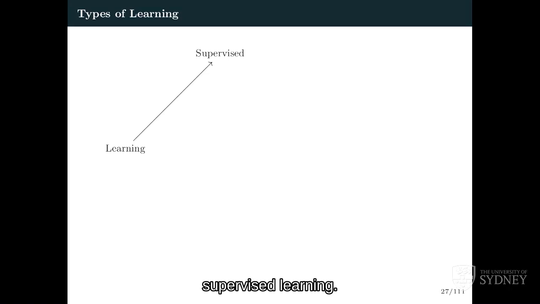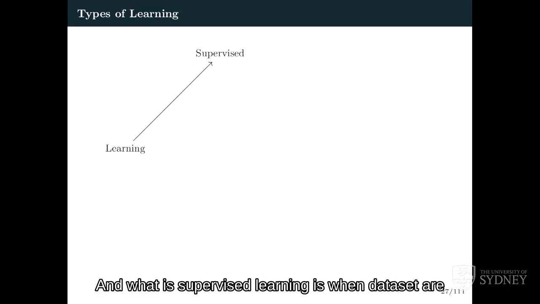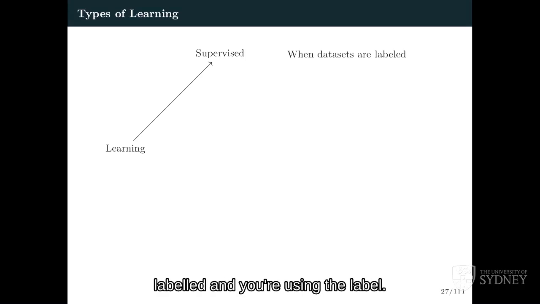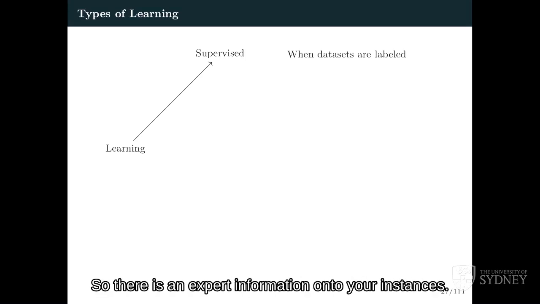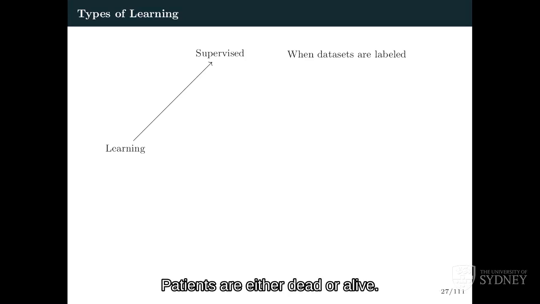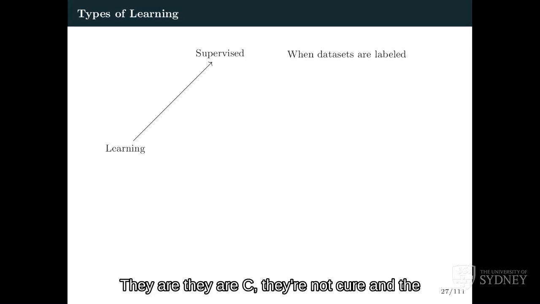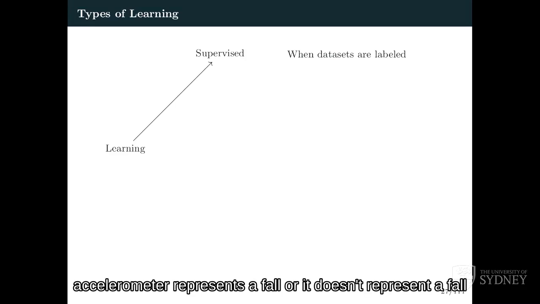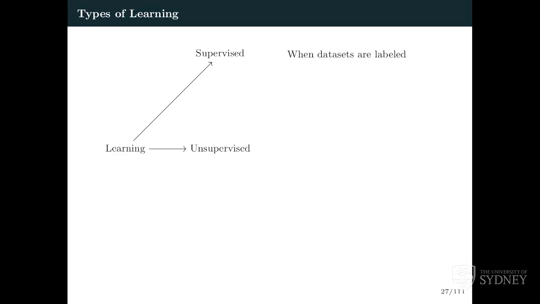What is learning? Well, learning is classically, for me, divided into supervised learning. And supervised learning is when data sets are labeled and you're using the label. So there is expert information on your instances. Patients are either dead or alive. They are cured, they're not cured. And the accelerometer represents a fall, or it doesn't represent a fall.